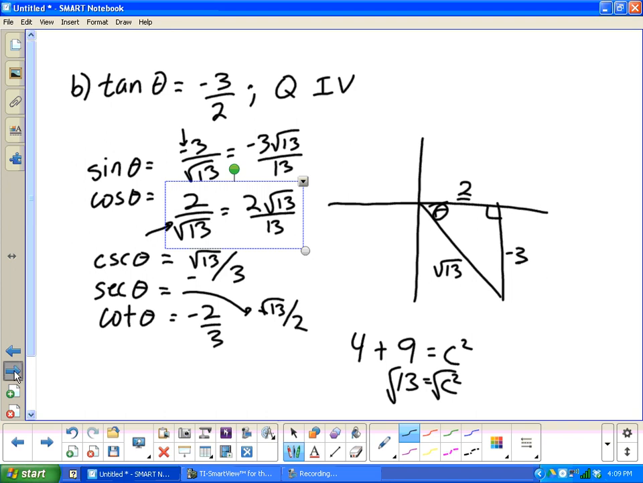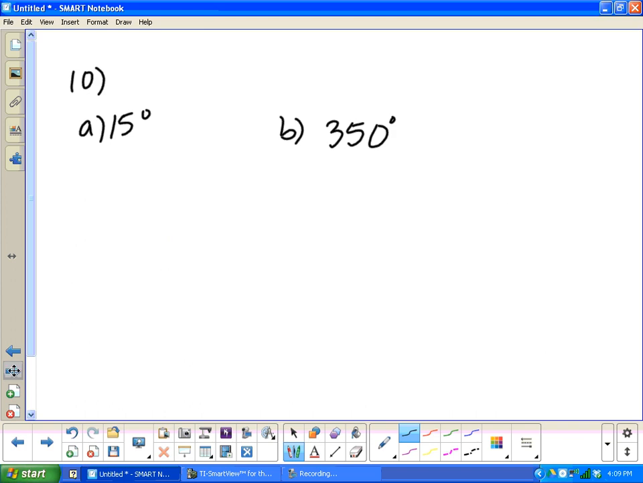Okay, number 10 now, finally. We're taking two angles that are in degrees, and we're going to convert them into radians. Notice that we're going to leave them in terms of pi, so we're going to leave the pi on the answer. The one conversion we're going to have to remember is that pi radians is equivalent to 180 degrees.